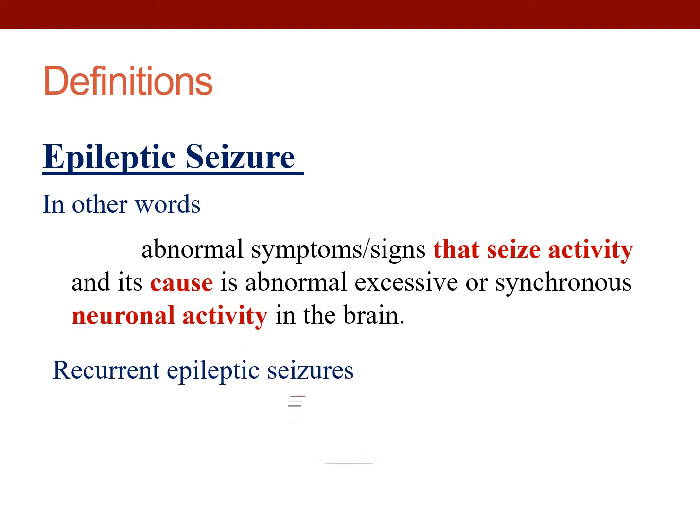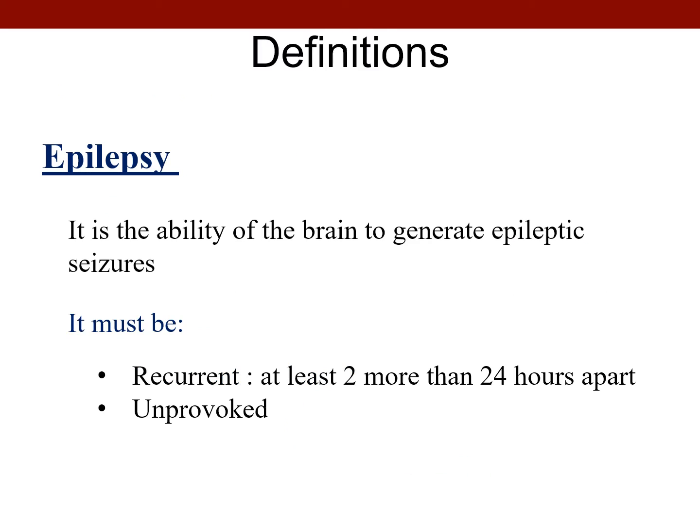And that's why we sometimes say that epilepsy itself is the ability of the brain to generate epileptic seizures. So your brain generates seizures without any reason at all. In order for a patient to turn from epileptic seizures to epilepsy, the patient needs to have recurrent epileptic seizures, so at least 2 seizures more than 24 hours apart.